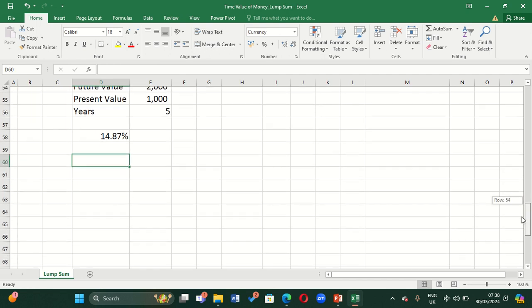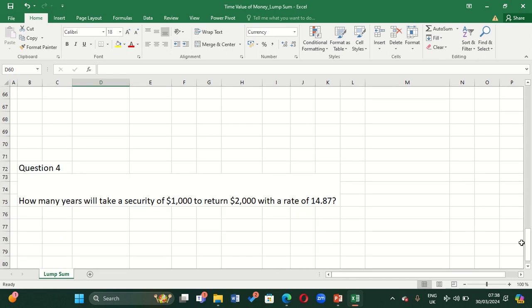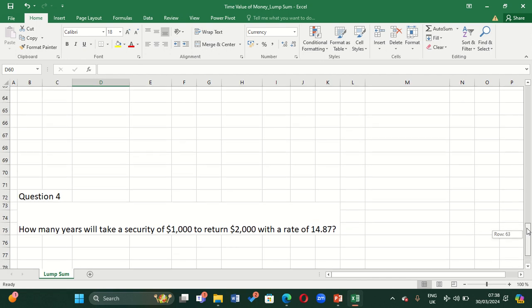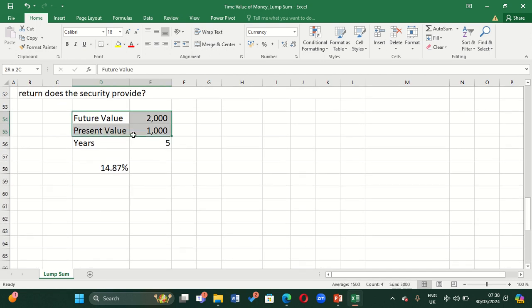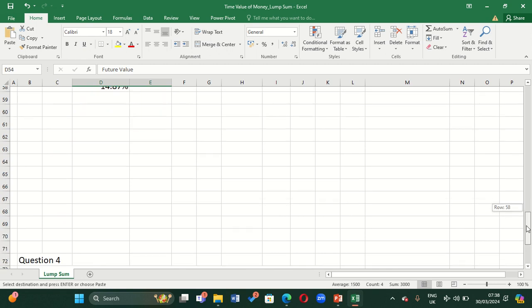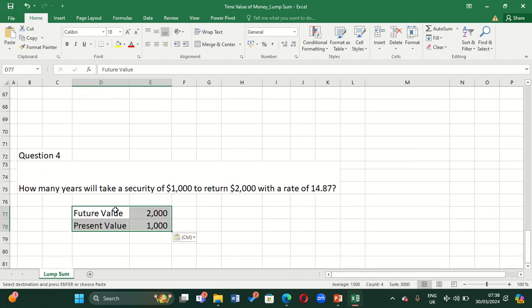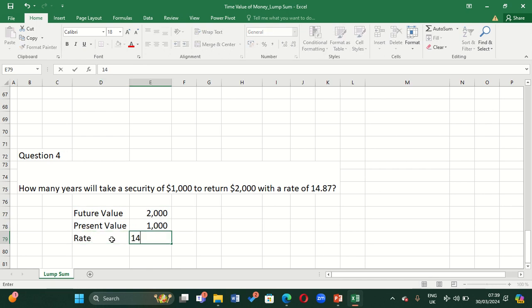Then the fourth question now says, how many years will it take a security of 1,000 to return 2,000, with the rate of 14.87? So you can see, just copy this. It's just the reverse of this one. Then the rate equals 14.87. So I'll put the percentage, 14.87. No, I need to bring it out. So 14.87. So what is the number of years?